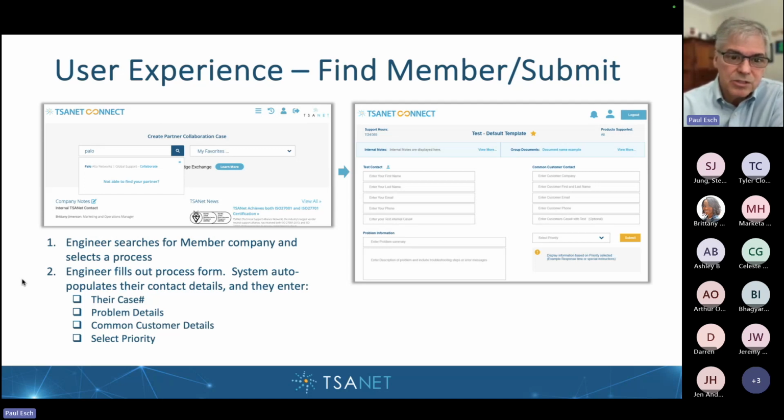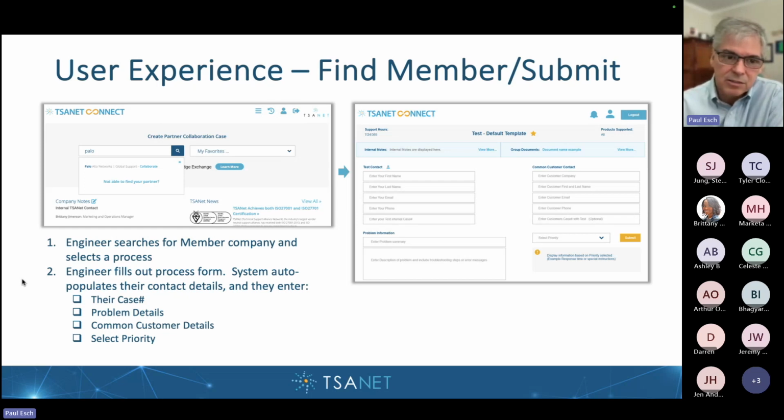And as far as the information that's requested, you'll see between the different members, and again, this is really the efficiency of TSANet Connect, it's very consistent. Certainly members can add custom fields. So maybe a hardware vendor says, hey, I need a serial number, or maybe a software vendor wants a license key or a software version or what have you. So there may be some custom fields, but by and large, most of the information is already auto-populated because the system knows who you are. So we auto-populate your information. You're providing your case number, what the problem information is, selecting a priority, and pressing submit.